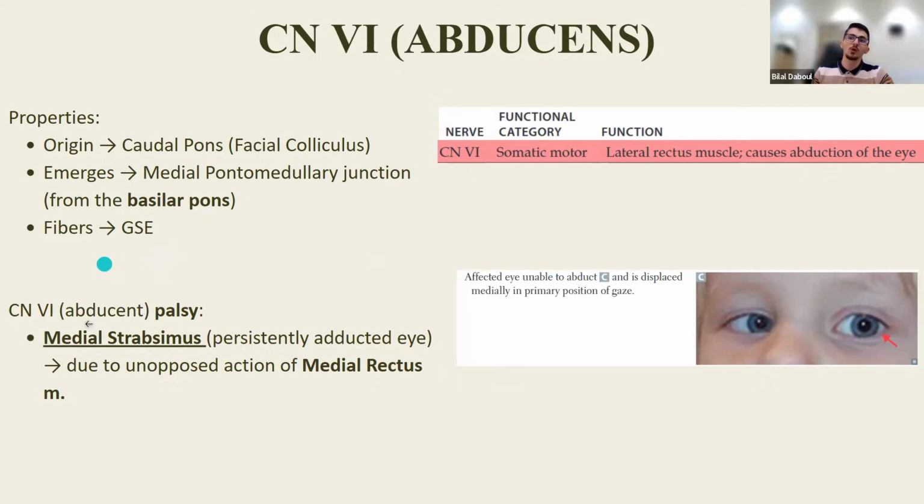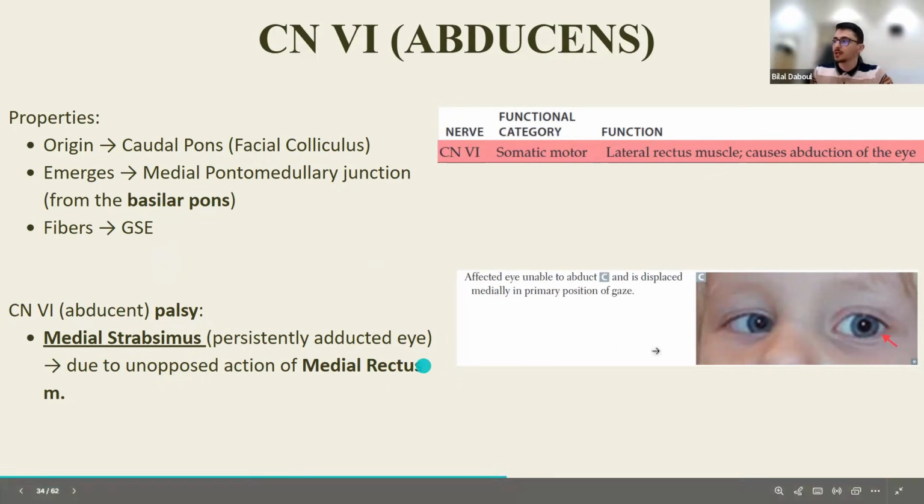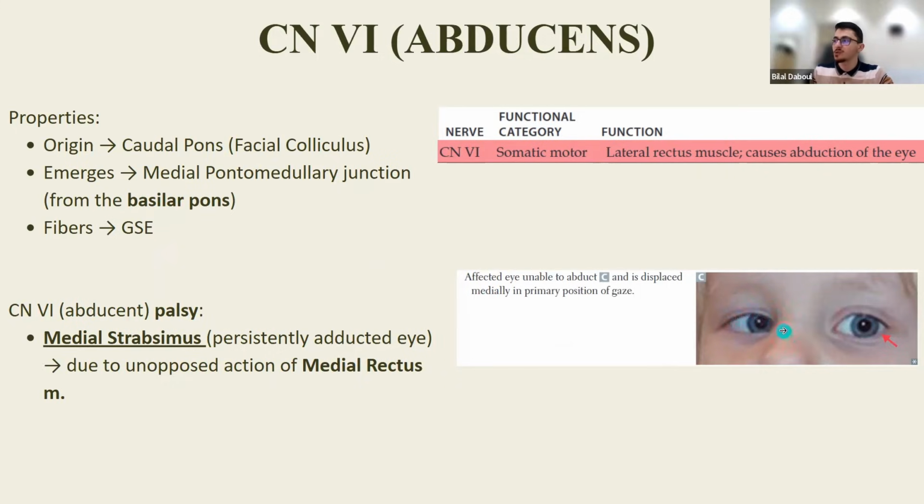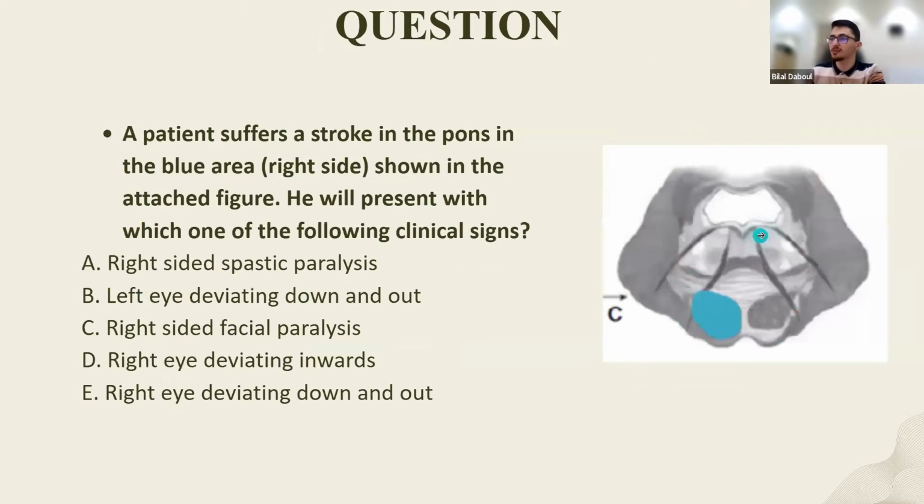In cranial nerve 6 palsy or abducent nerve palsy, you would have medial strabismus where the eye is persistently adducted or medially deviated. If you ask the patient to abduct his eye or look laterally, he would have difficulty doing so. And this is due to unopposed action of the medial rectus. Again, we have the lateral and medial rectus, same thing, same story. You would have unopposed action of one muscle because the other is paralyzed. That's it for abducent palsy.